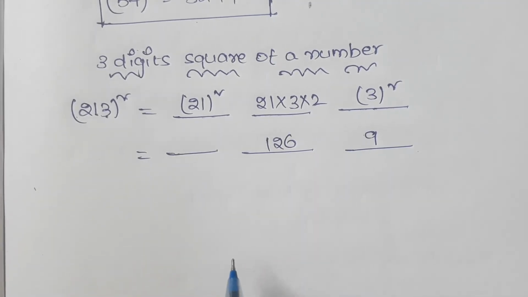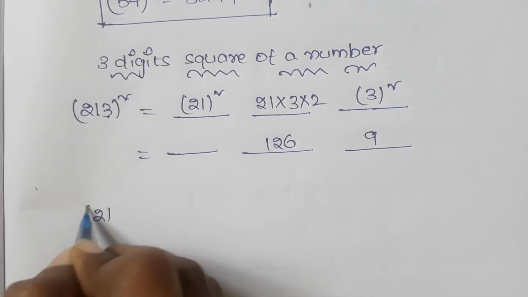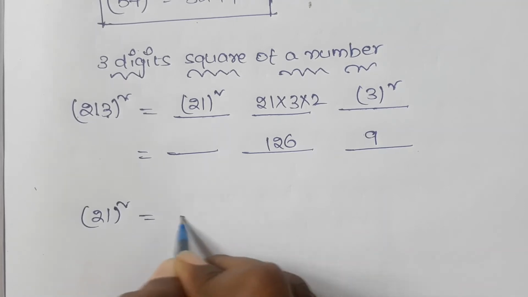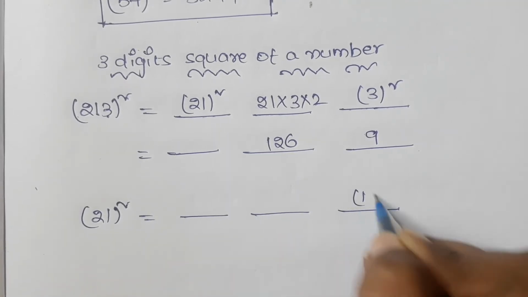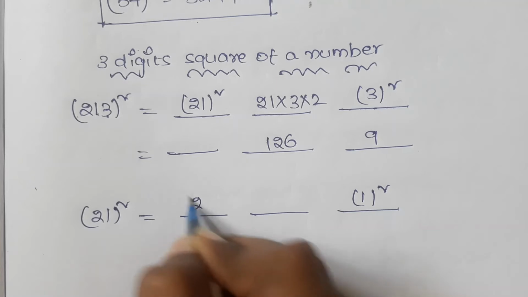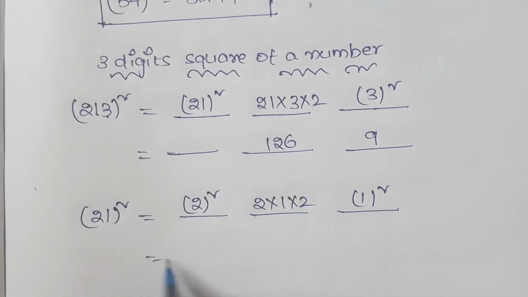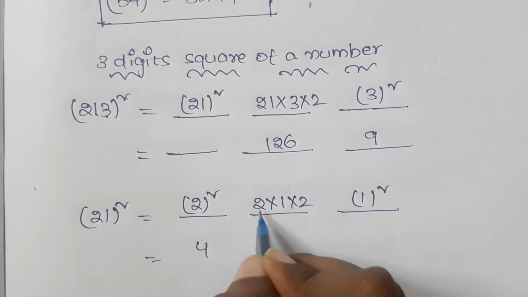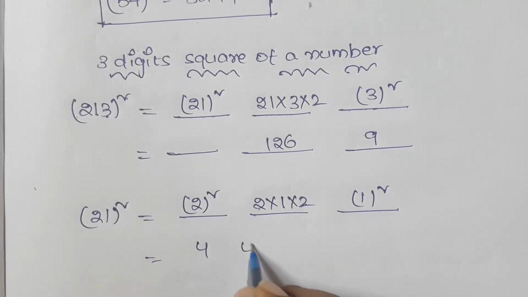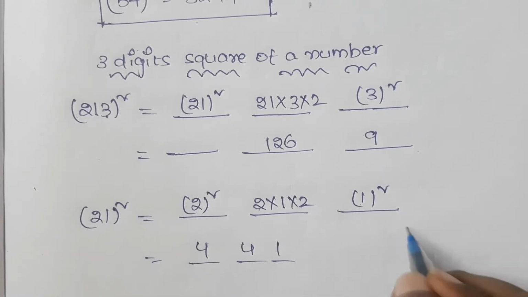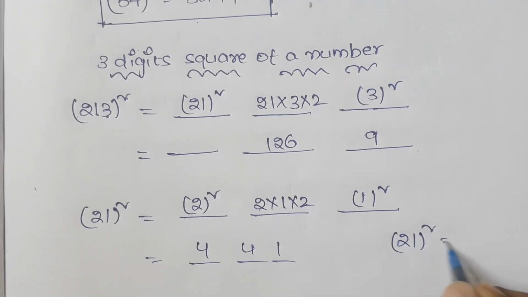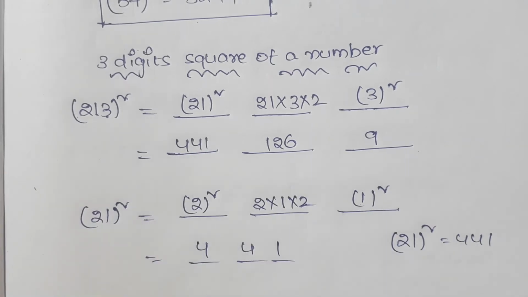And here this 21 whole square to be done as the above process, that is 21 whole square equals 1 square, 2 square is here, and 2 into 1 into 2, that equals 4, 2 into 1 into 2 is 4, and 1. So 21 whole square equals 441. This 441 to be written here.